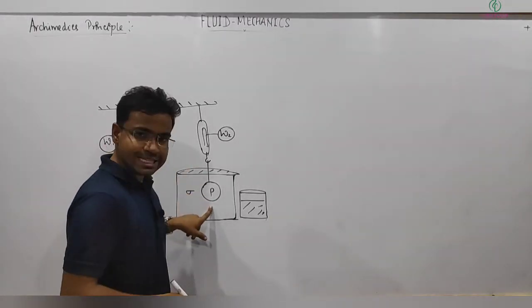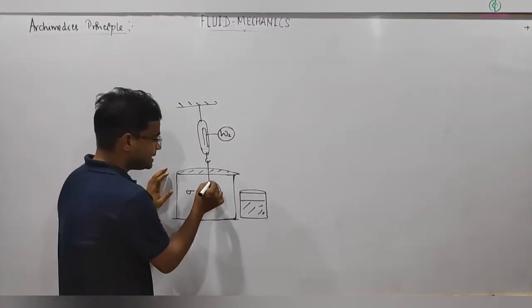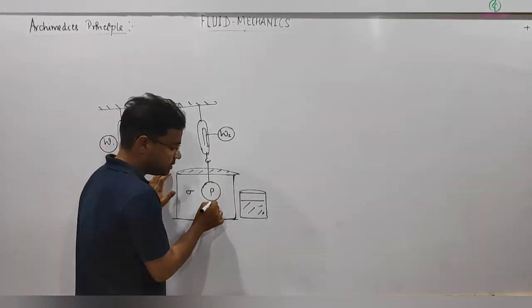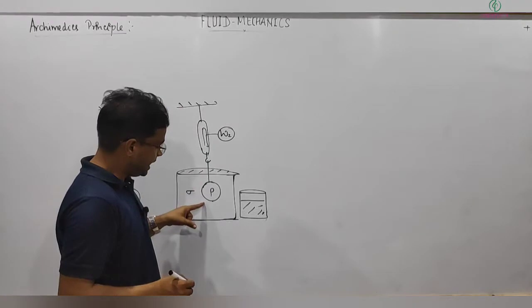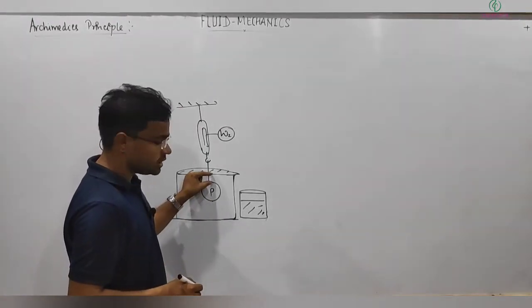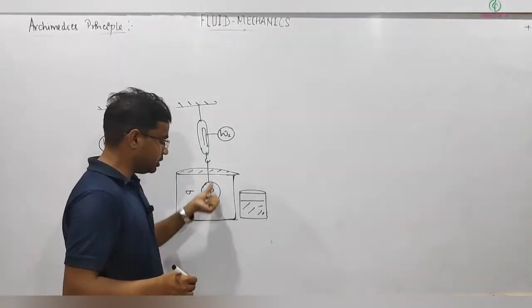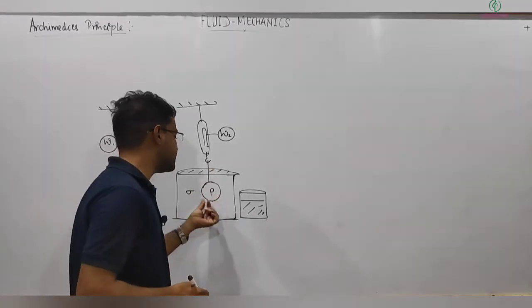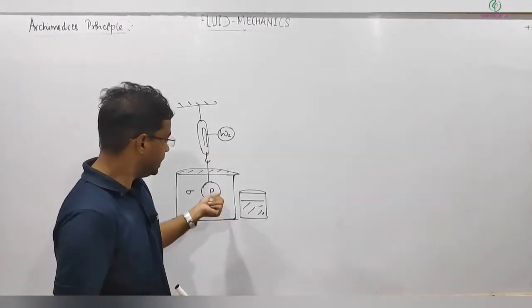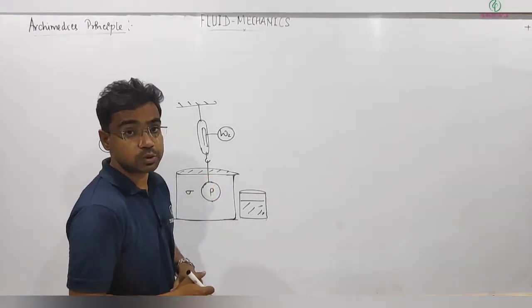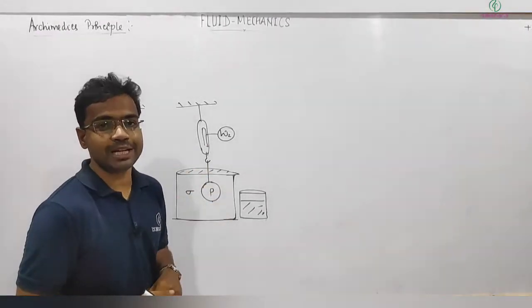But when it is inside the liquid, pressure at this point will be different, pressure at this point will be different, and you can see pressure at this point will be higher, P naught plus rho g h1, P naught plus rho g h. So here pressure is high, and that too it will be upward. So you can just imagine there will be a net upward force acting on this body. We call that buoyancy force. So the question is, what will be that force?